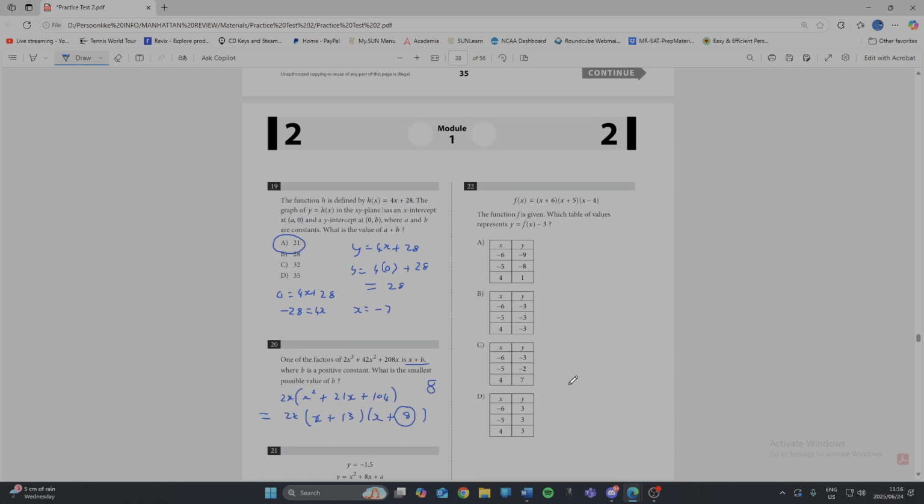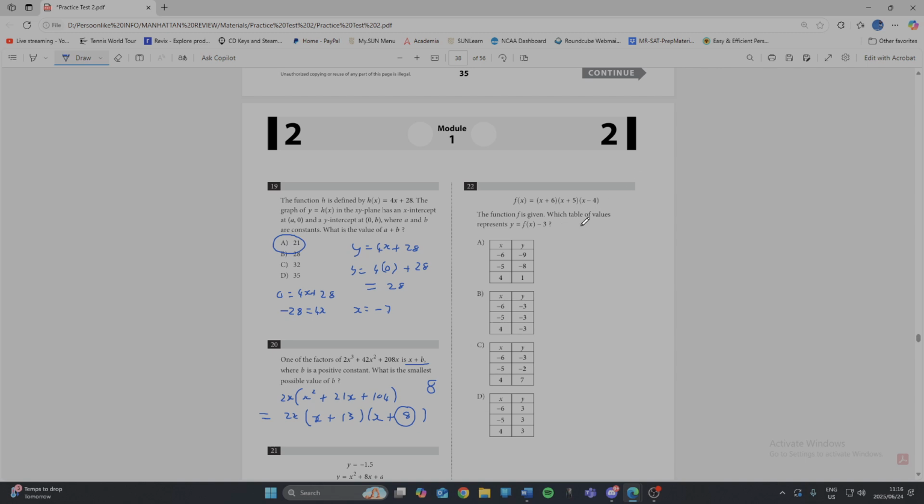Okay, so now 22. It says the function f is given. Which table of values represents y equals f(x) minus 3? When it says which table of values represents y equals f(x) minus 3, that basically means this new y is whatever answer we got here, and then we just deduct 3 from that. So this table would have to satisfy all the values where each original y value just has 3 subtracted from it.